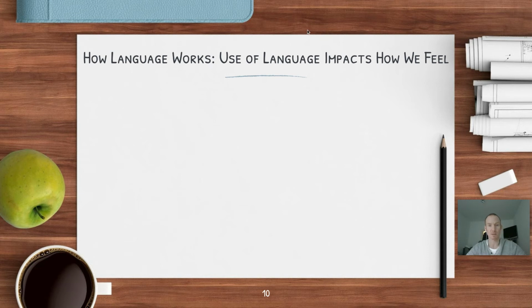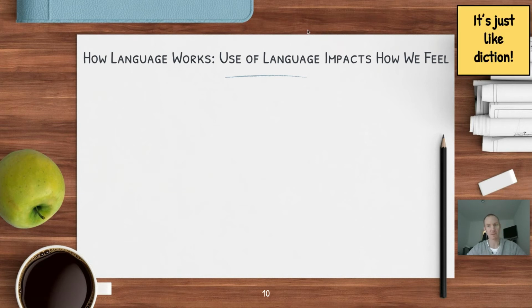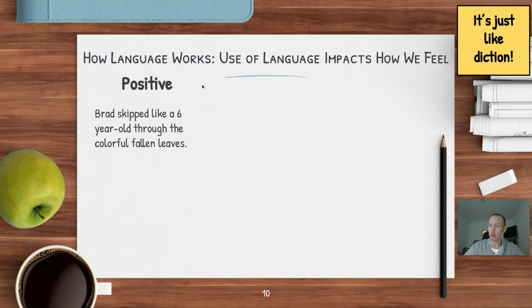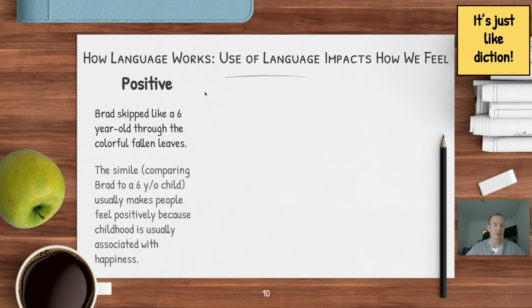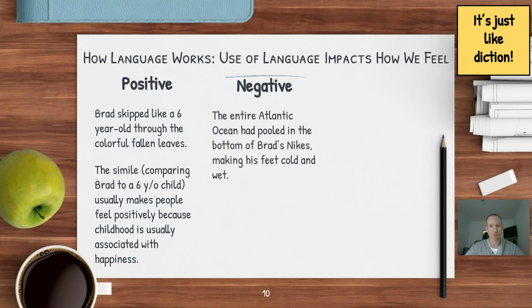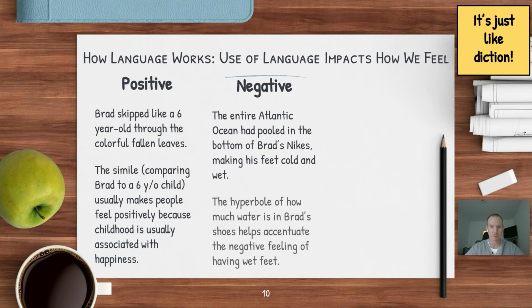So how language works. Use of language impacts how we feel. It's just like diction, right? So a positive reaction: Brad skipped like a 6-year-old through the colorful fallen leaves. The simile comparing Brad to a 6-year-old usually makes people feel positively because childhood is usually associated with happiness. Negative: the entire Atlantic Ocean had pooled in the bottom of Brad's Nikes, making his feet cold and wet. The hyperbole of how much water is in Brad's shoes helps accentuate the negative feeling of having wet feet.